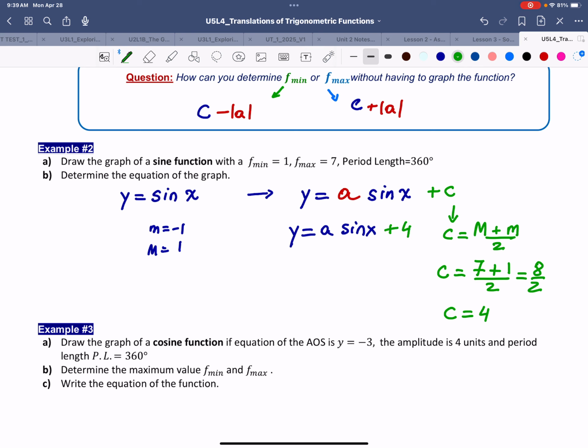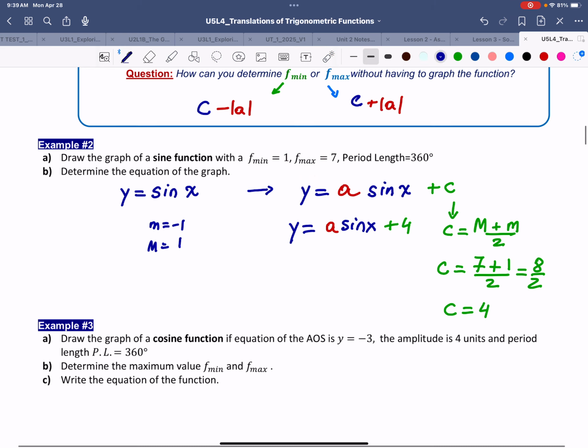Now we still need to figure out the value of a. I'm going to keep this a value red here because why not? Now we have to think how can we determine the value of a? Remember that in order to find the maximum, we go from the axis of symmetry a units higher. So we're going to use this concept. We're going to say that the value of the maximum is the axis of symmetry, and then you add the amplitude.